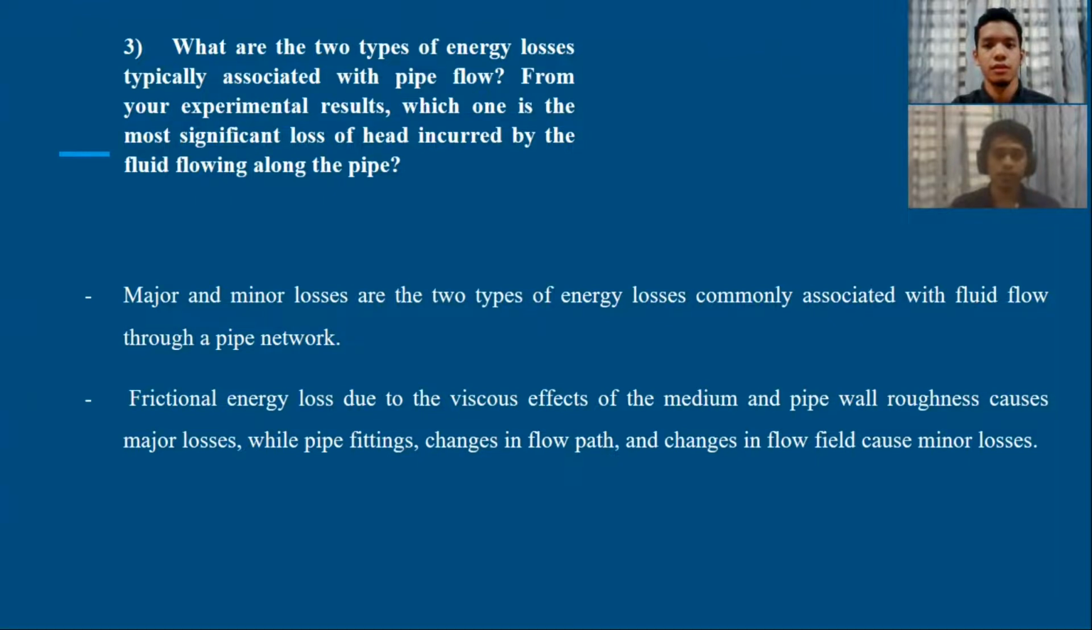According to the result of the experiment, major losses are the most significant heat losses experienced by the fluid flowing through the pipe. Significant losses accumulate over the pipeline. Such losses can be reduced to a bare minimum by following best design practices. Minor losses, which are much smaller than major losses, can usually be overlooked if the pipe is long enough.